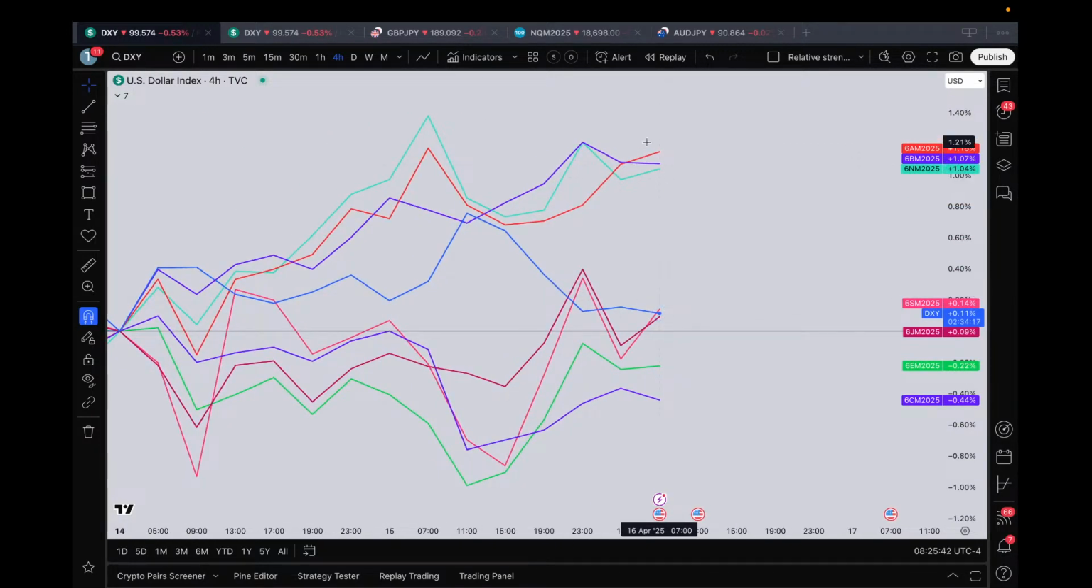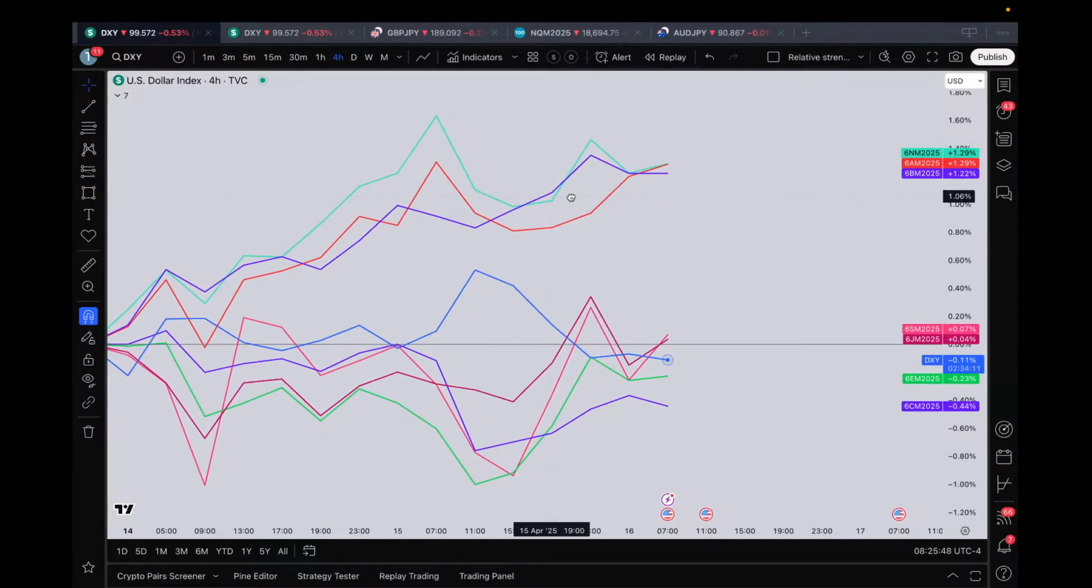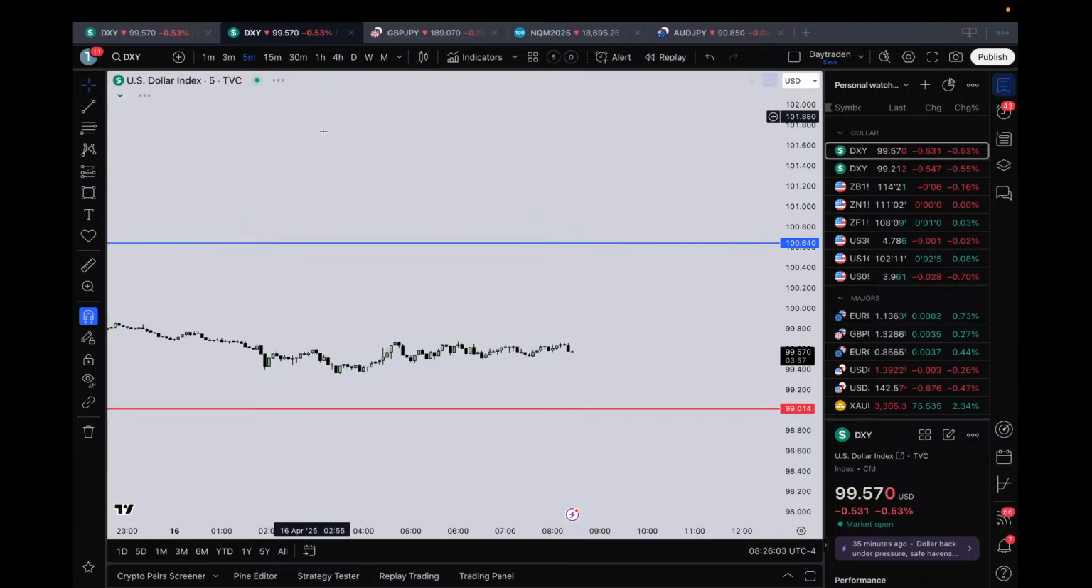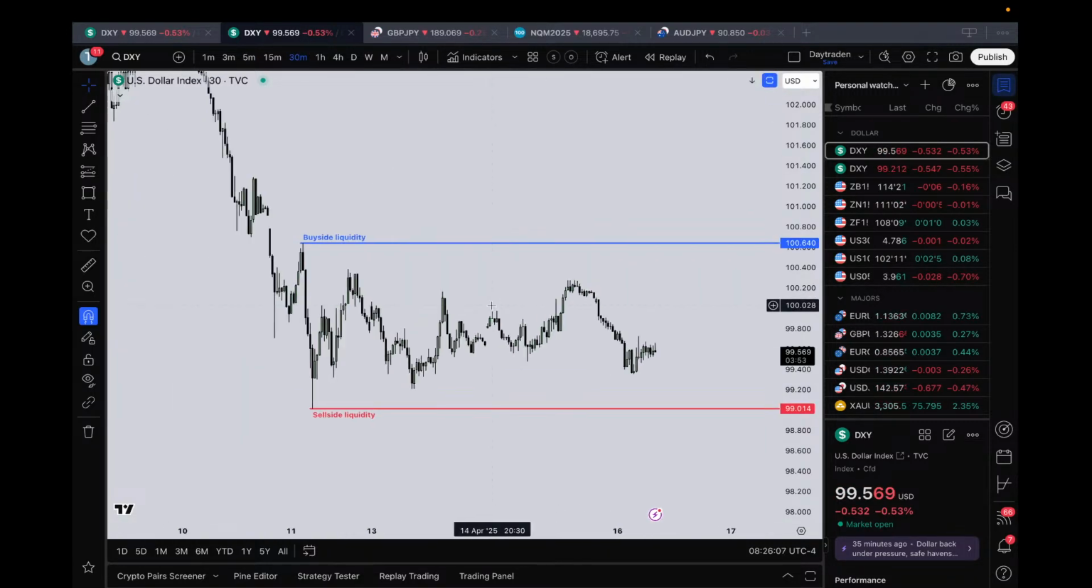For now, also these are the strongest pairs, so Australian dollar. You can see Canadian dollar is the weakest out of the bunch. So yeah, just let's wait for news to see if something clears up.